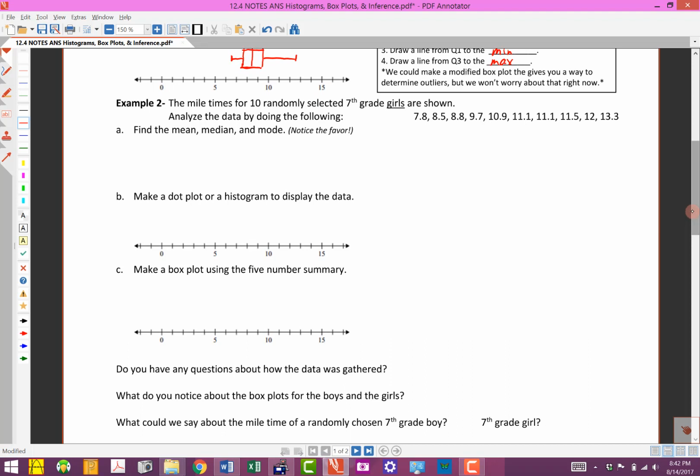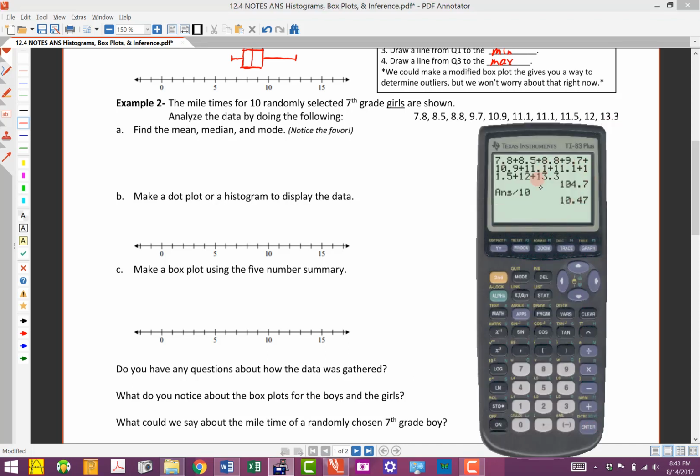So let's take a look at example number 2. These are the mile run times for 10 randomly selected girls. And so here's what we're going to do. And notice something about this. It's already in order. So let's go ahead and find the mean, the median, and the mode. I'm going to do the same thing that I did before. I'm going to go ahead and add these up.